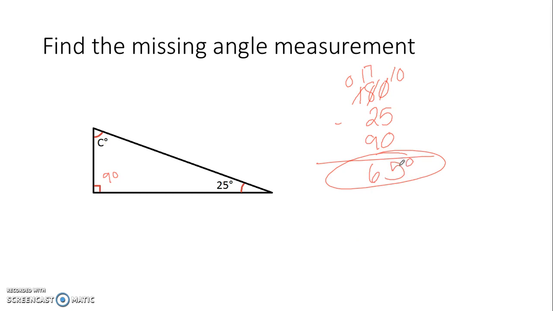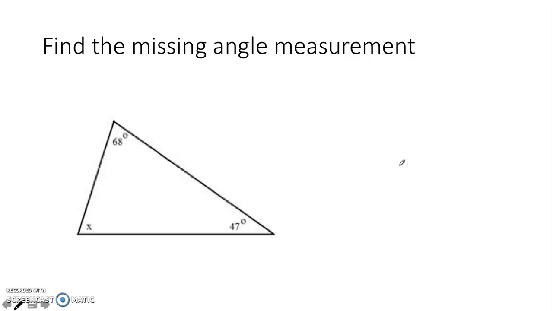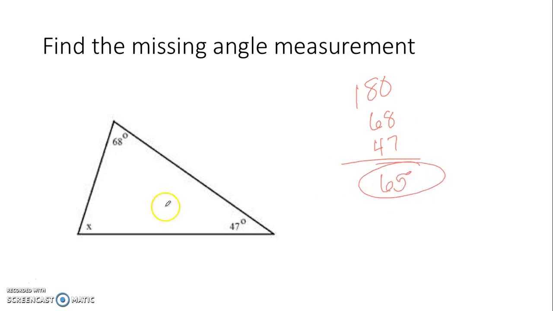All right, so we're just simply subtracting. You just need to know that in a triangle, all of the angles make up 180 degrees. All right, let's take a look at the next one. So we have a triangle that has 68 degrees and 47 degrees. So we're going to go 180 minus 68 minus 47. All right, and once you type that in, once again, and this is another coincidence, we'll get 65 degrees.